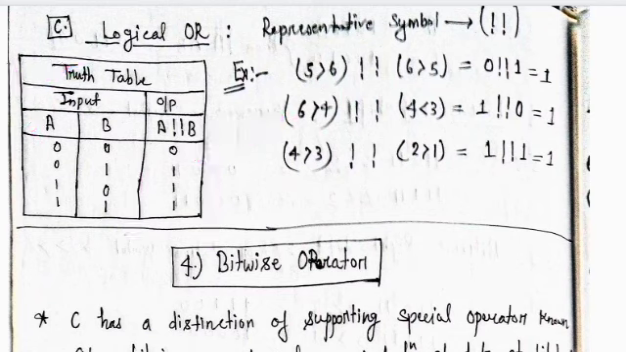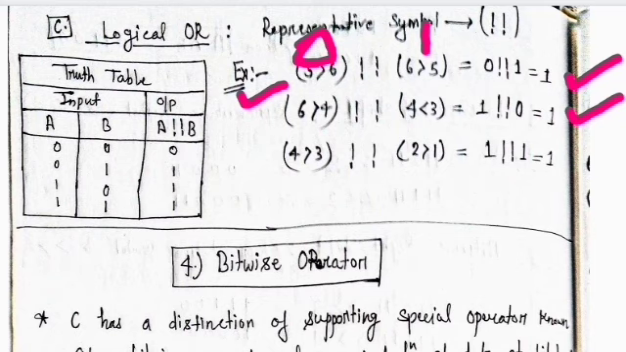So come to the example here, 5 is greater than 6, it is false, means 0, and 6 is greater than 5, it is true. So using the logical OR operator, we get here output as 1, and in the other case we get here 1, and in the case of 1 1 we also get 1.